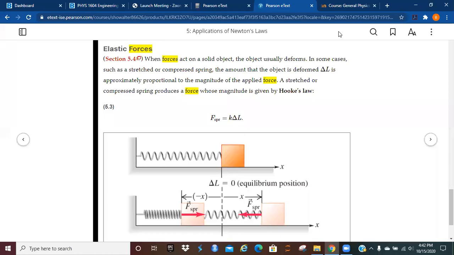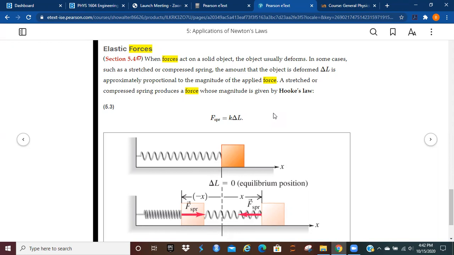Okay, this is going to be the final section in Chapter 5, Section 5.4. We're going to be studying elastic forces. When forces act on a solid object, the object usually deforms. In some cases, such as a stretched or compressed spring, the amount that the object is deformed, delta L, is approximately proportional to the magnitude of the applied force.